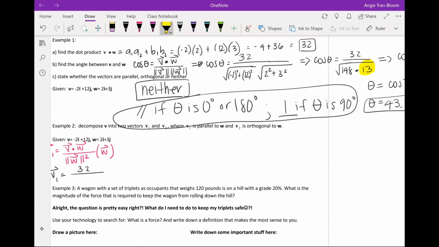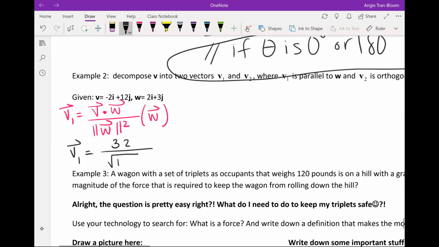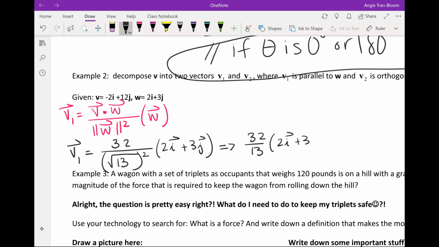What happens when you have a radical and you square it? That's right. And then times whatever W happens to be, 2i plus 3j. And no, you can't leave it like that, you've got to make it really pretty. We know root 13 squared is just 13. So this is 32 over 13 times 2i plus 3j.